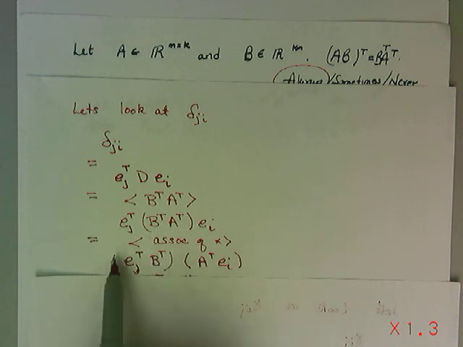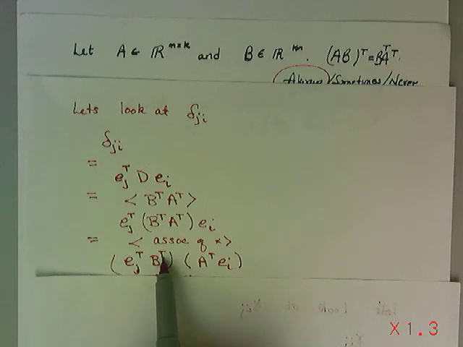Well, if we look at this first product, this should give us the jth row of B transpose. Okay, what is the jth row of B transpose? Well, the jth row of B transpose is the same as the jth column of B itself. The jth column of B itself we write as B sub j. But this is actually a row vector, so we're going to have to write it as B sub j transpose.